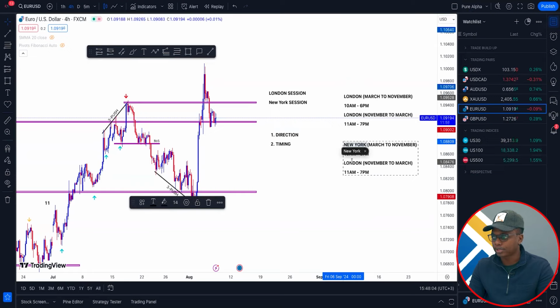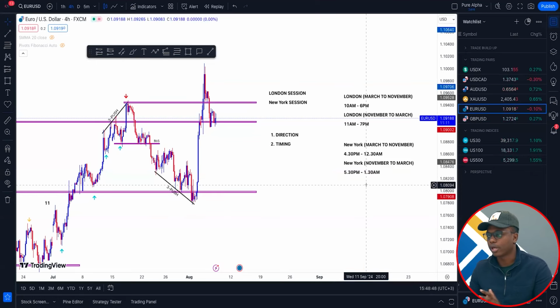On the other hand, when you're looking at New York, the market opens at their time, not our time, 9:30 a.m. During March to November, that time is our 4:30 p.m., because we're 7 hours ahead during that time, to around 12:30 a.m. For New York during November to March, since now we are 8 hours ahead, it is our 5:30 p.m. to 1:30 a.m. Okay? Do your own research.